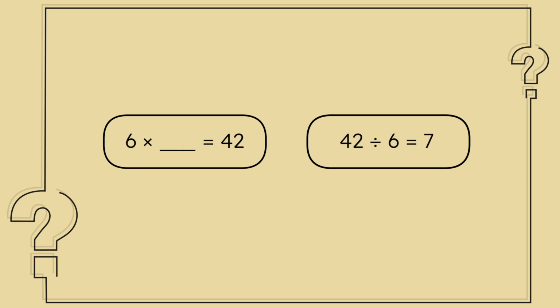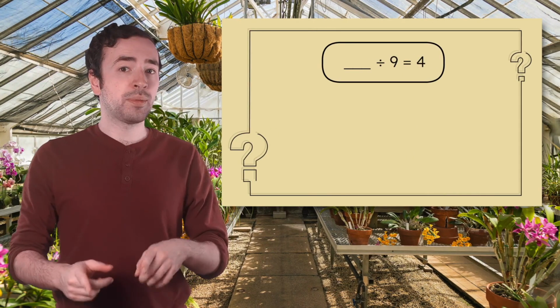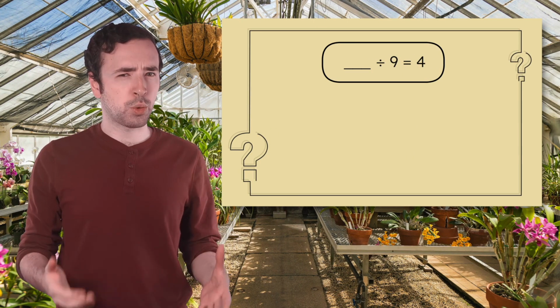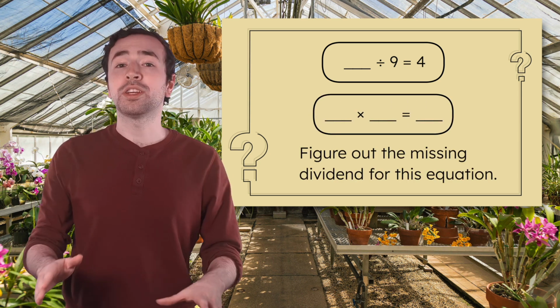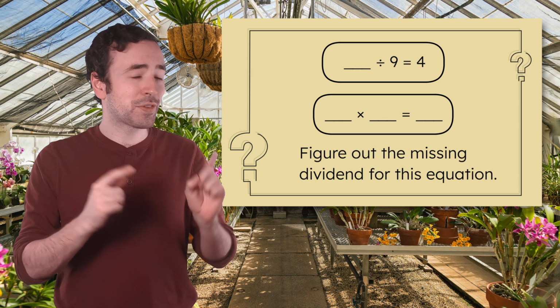So what's the answer for the first problem then? Exactly. The inverse or opposite. 6 times 7 equals 42. The next problem has something divided by 9 equals 4. Do we know the total amount? No, but what operation could we use to figure out the total amount? Multiplication, exactly. Pause here to figure out the missing dividend for this equation.